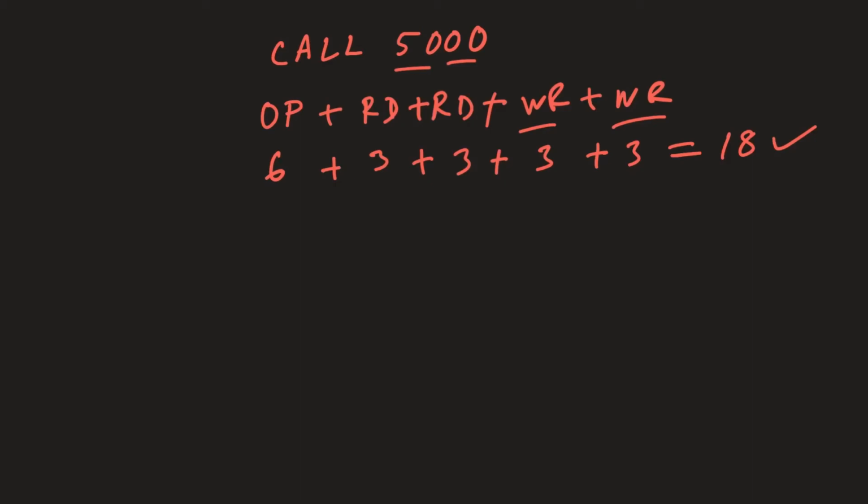Let's discuss one more instruction, INR M. That is, the content of the memory location will be incremented by 1. So first we will have an opcode fetch cycle, then the content from the memory should be transferred to the processor so that it can be incremented. So one read cycle, and after the increment, the incremented data has to be transferred back to that same memory location. So one write cycle.